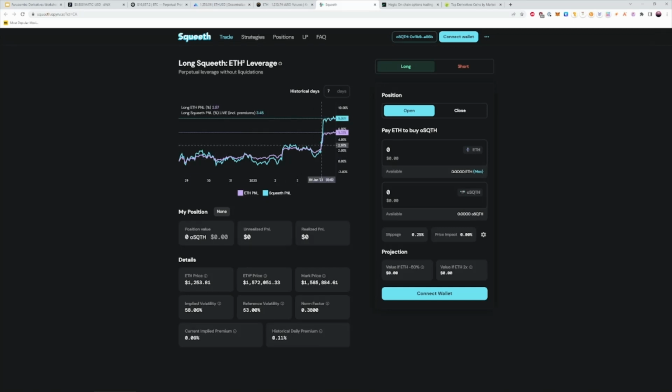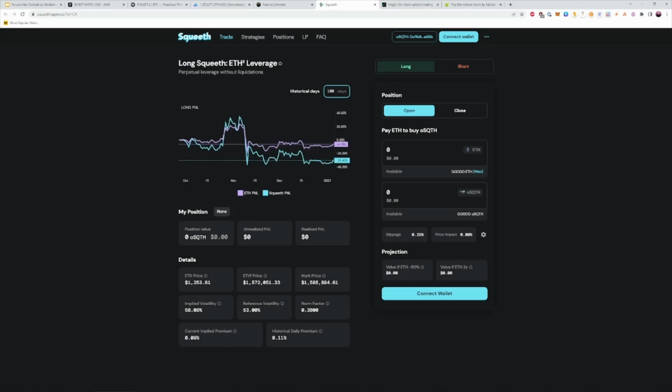So I like this. This shows you the ETH profit or loss versus the squared ETH. And we can see here that the squared ETH, as of recently, because we've had an increase in price in the last day or two, you can see that the long ETH position would have earned us 5.33%, but the squared ETH is earning 8%. So we can see we're getting a larger return on investment from a long position using the squared ETH. But again, we are going to have to pay a premium on that.